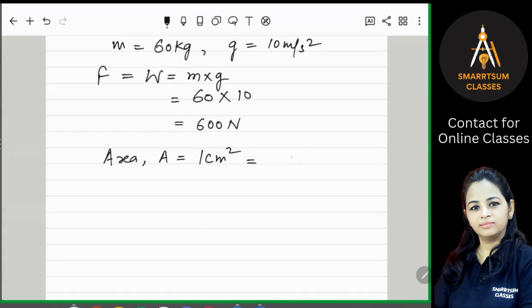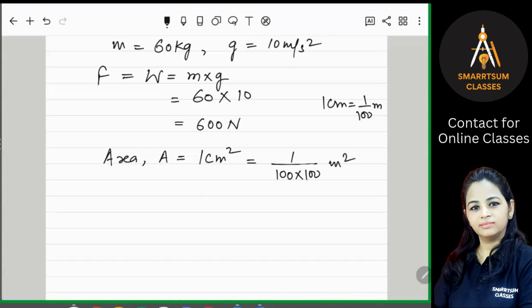Because this is centimeter into centimeter, there are 2 centimeters, so every centimeter needs to be converted into meter. 1 centimeter is equal to 1 by 100 meter. Since there are 2 centimeters, we have to multiply 1 upon 100 into 1 upon 100 meter square. Is that clear? So this will be the area.